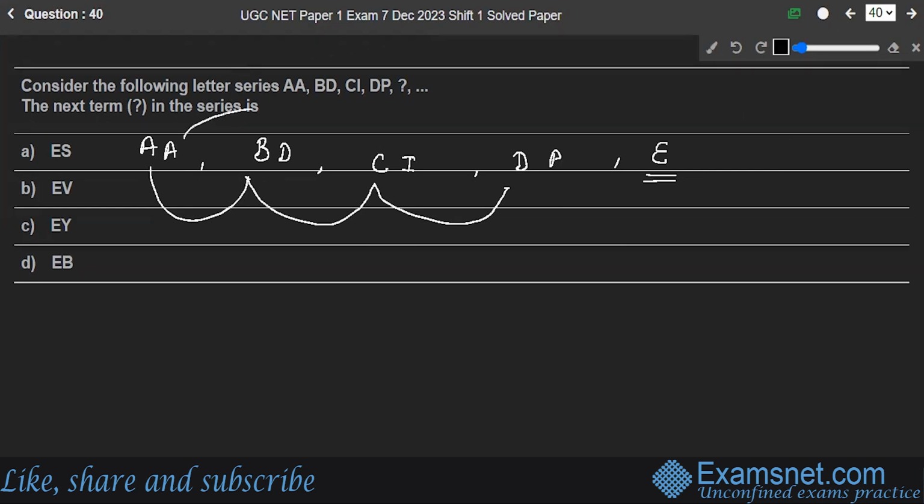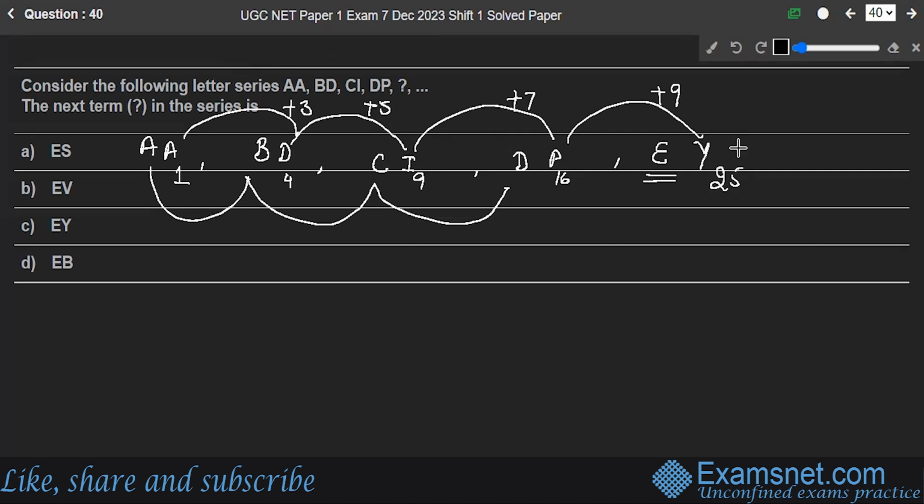Next, if I move from A to D, I'm adding a 3, like A is at 1 and D is at the 4th position. Then from D to I, I is at the 9th position, so I'm having a +5 over here. And P is at the 16th position, so here you're having a +7. You're noticing one thing: 3, 5, 7. Then of course the next one will be +9, 16 plus 9 is 25, and the 25th position is held by Y. So EY is the right answer. C option is the right answer to the question. Hope you understood this. Let's move to the next question.